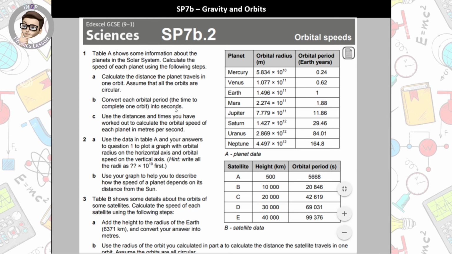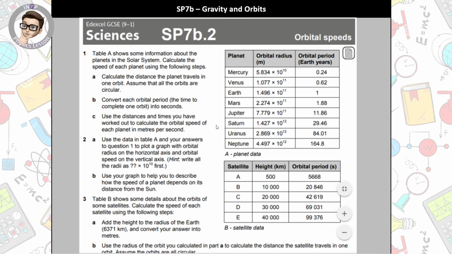So we're going to convert each orbit into seconds, so time period. You've got the period here, it's in years, so you have to convert to seconds, and then use distances and times to work out a speed of each planet in meters per second. So I would suggest you draw this table and put 2 or 3 more columns on. You might want a column for the distance they're traveling, a column for orbital period in seconds, and a column for orbital speed. Then you need to plot a graph.